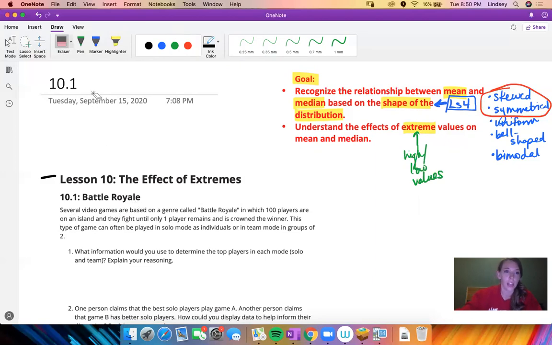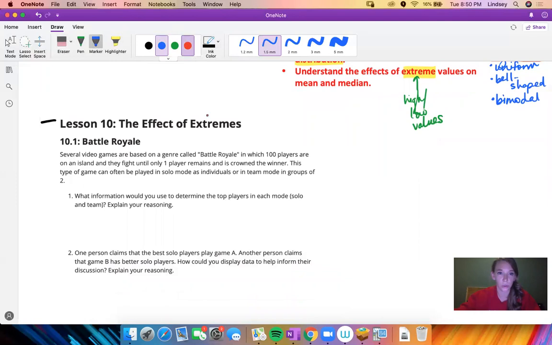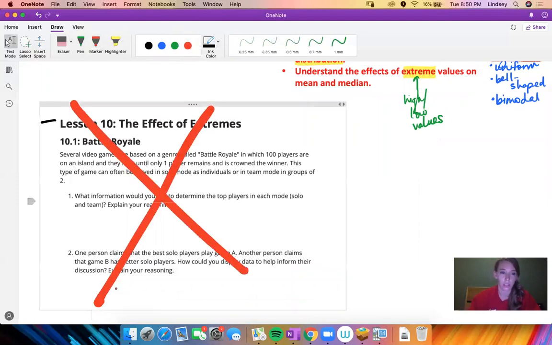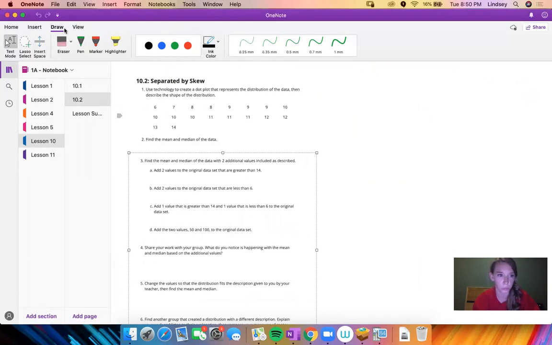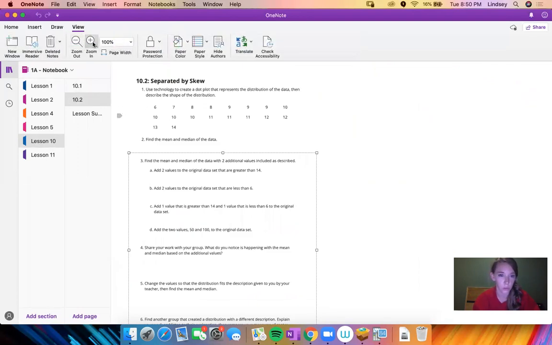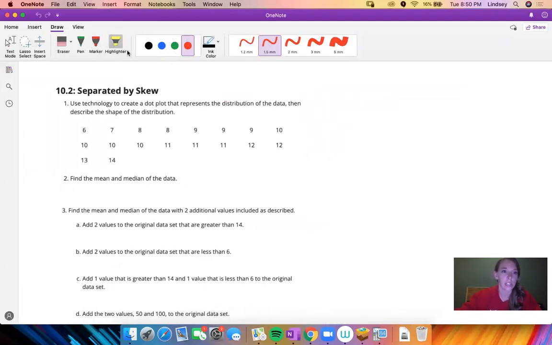Now, starting in with our lesson, we're not actually even going to do 10.1, so we can skip it. Going on to 10.2. It says, use technology to create a dot plot that represents the distribution of the data, then describe the shape of the distribution.